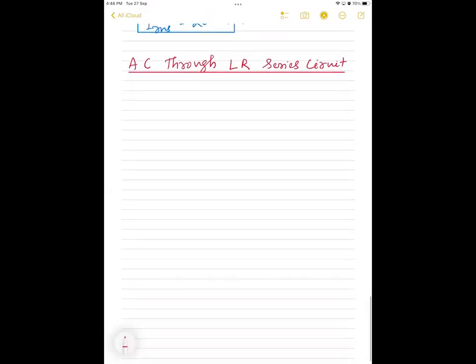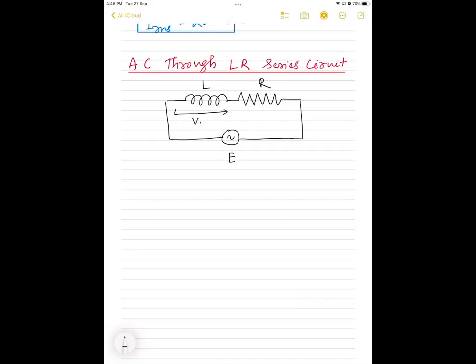Both inductor and resistance will be there, correct? Let's draw one inductor. Let's draw a resistor. Let's give the AC to this, correct? This is L, this is R, and this is E, and both are connected in series. So let this be the voltage drop across inductor and let this be the voltage drop across resistor, correct? And the E that you are giving is nothing but E naught sine omega t, right?